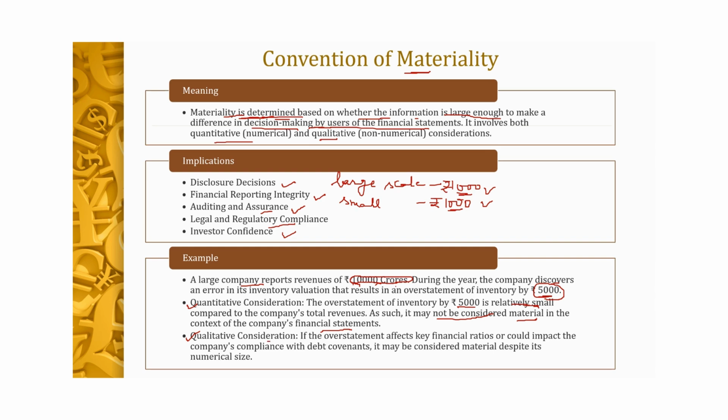But there is a qualitative consideration also. If the overstatement of inventory by rupees 5,000 is affecting our key financial ratios, then it may be considered material, and despite its numerical size, it should be considered as material information, and we have to correct our inventory to its true value. So this is what the convention of materiality is.